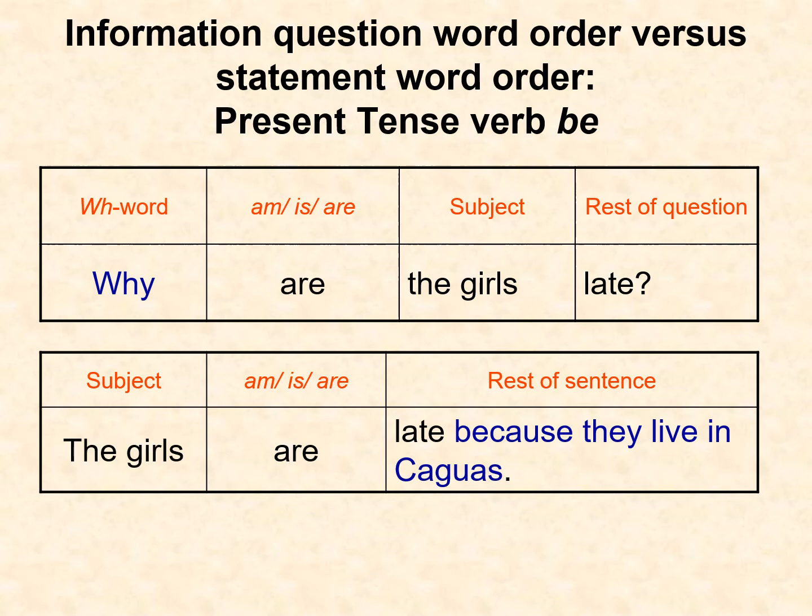In the statement, we get the girls are late because they live in Caguas. In the statement, first we get the subject, the girls, then we get the verb be in the form are. So you can see that the order of the words is different. In the question, we get are, and then the subject, the girls. In the sentence, we get the girls, and then are. Again, this is very important in English, that in most cases, the order of the words in questions is different from the order of the words in statements that are not questions.